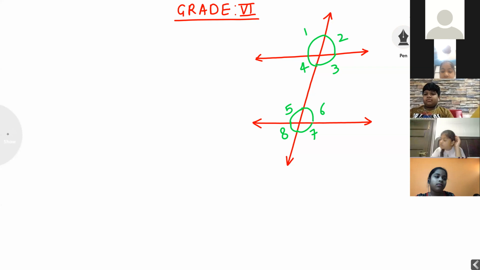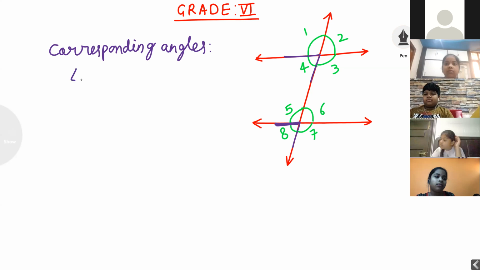You are observing here. First, I am taking this F shape or 7 shape. Down, both angle is down, angle 4, and down is angle 8. Both are corresponding angles, and both angles will always be equal. I can write here corresponding angles: angle 4 is equal to angle 8. If you are getting doubt, students, you can observe the shape.